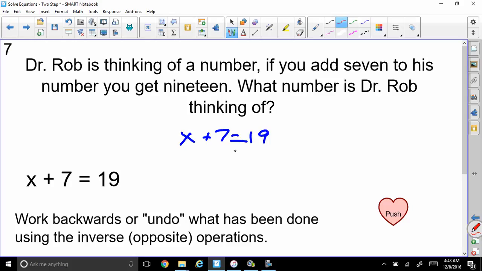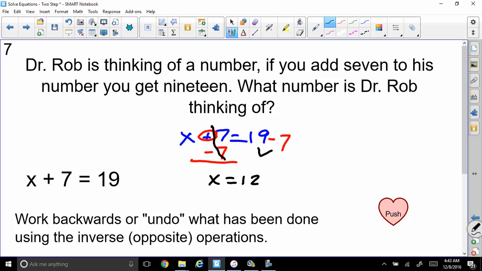So I'm going to start with 19, and that equals x plus 7. So instead of plus 7, I'm going to subtract 7 from 19, because the opposite of adding 7 would be subtracting 7. Because what that does, it will undo the plus 7. That'll give me x equals 12, because 19 minus 7 is 12. And x was the number that Dr. Rob was thinking of, so I believe it is 12.